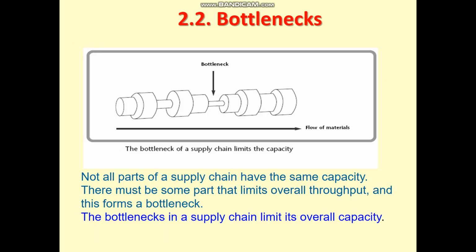Okay, and not all parts of our supply chain have the same capacity. They have different capacity. So look at this flow of materials, this supply chain. We can easily see that the bottleneck is here. Or here is also another bottleneck. So what is a bottleneck? A bottleneck in a supply chain is the place that limits the overall capacity of the supply chain.